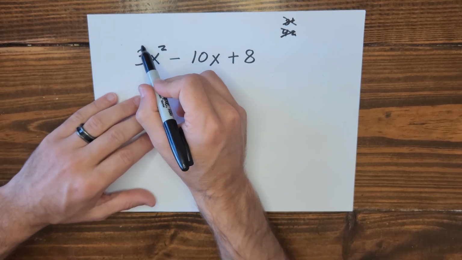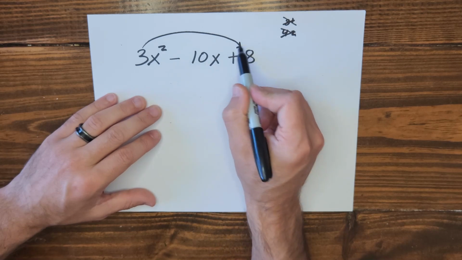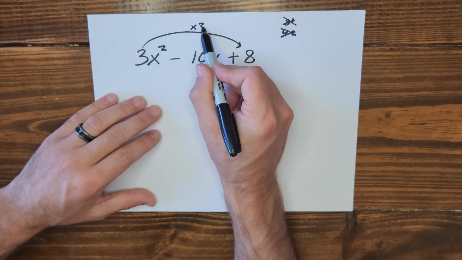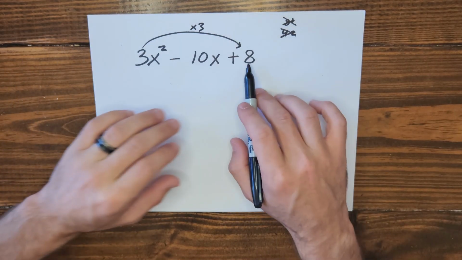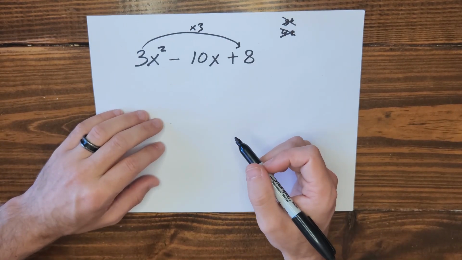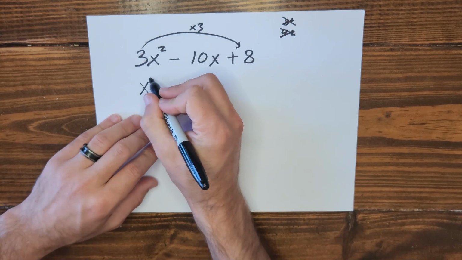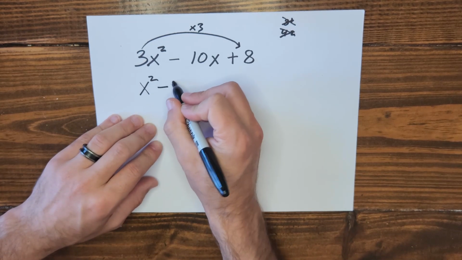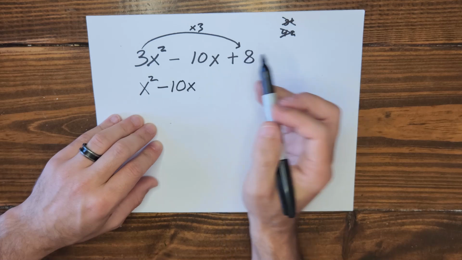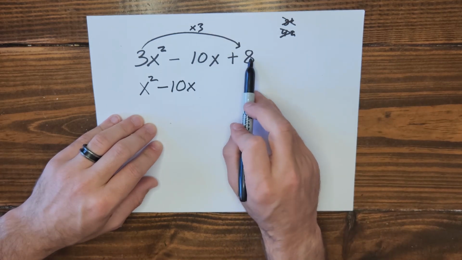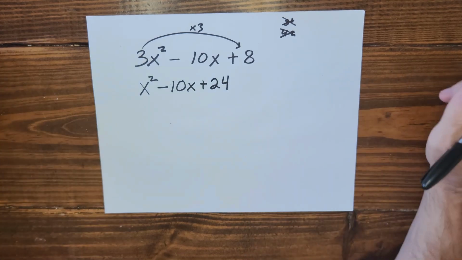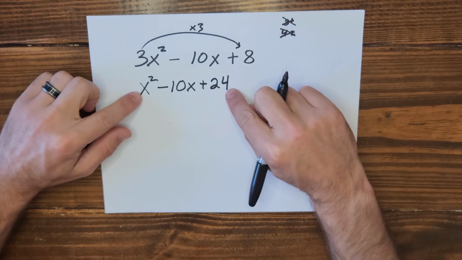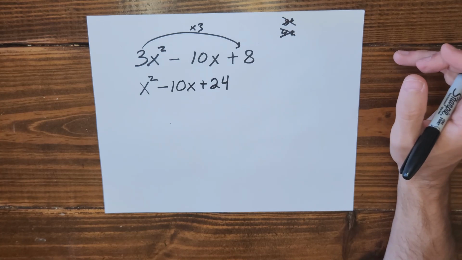And how we're going to do that is we're going to take this 3, and we are going to multiply it by the last number. Okay, we're going to take this 3 and we're going to move it to the last number. So this turns into x squared minus 10x. And now if you notice here, 3 times 8 gives me 24. Now this problem looks exactly the same as the previous problems that we've done.